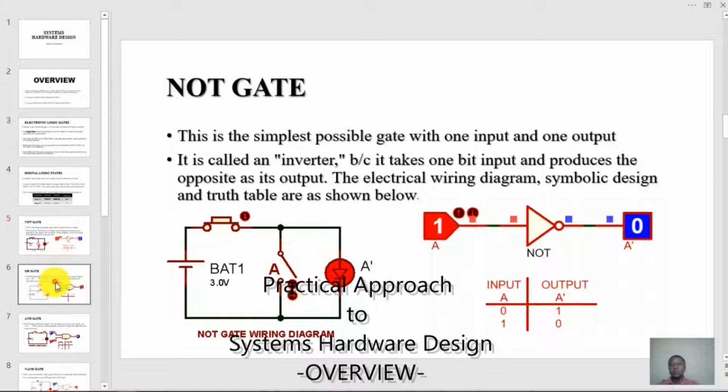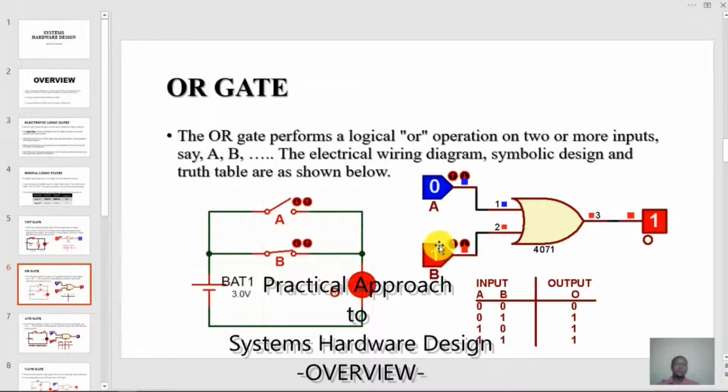So if you look at the OR gate, this is equally the same thing. If you run this on Proteus, you will understand how this operates. The OR gate just performs a logical OR operation on 2 inputs or more. So now let's just look at this example with 2 inputs. This is a wiring diagram of an OR gate.